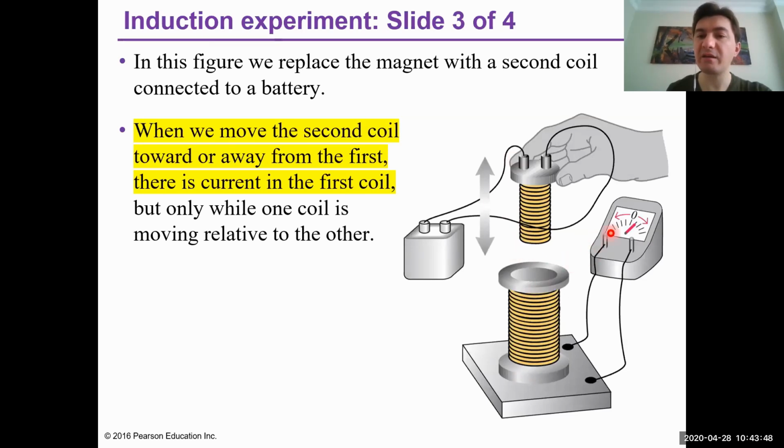So again, the current will be 0. But whenever you start to move that second coil up or down, then there will be current also in the first coil here.